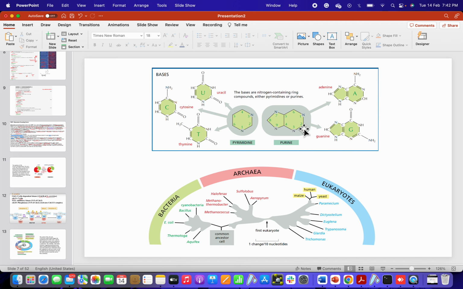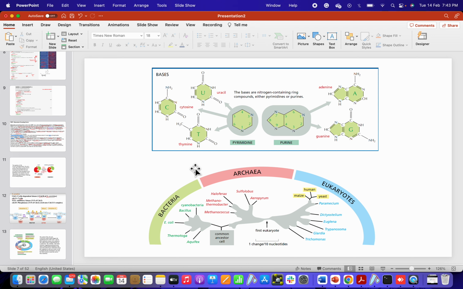Purine has two cyclic rings, one hexagonal and another with 5 sides. One ring consists of two nitrogens, and the other ring also consists of two nitrogens. Here too the positions get attached with different chemical groups. In the case of adenine, the chemical name is 6-aminopurine. In guanine, the 6 carbon has a keto group and the 2 carbon is attached with an amino group, so it is 2 amino 6 keto purine.